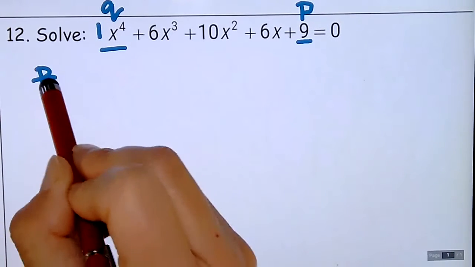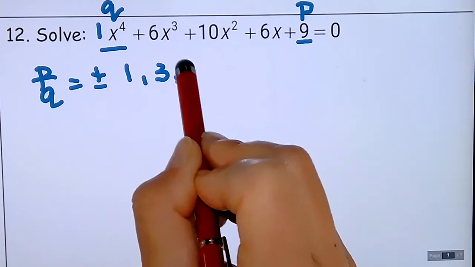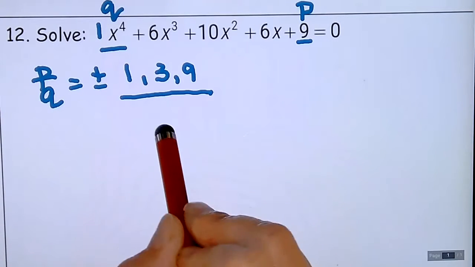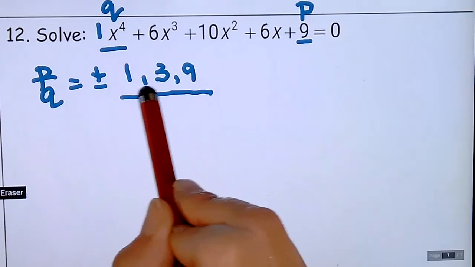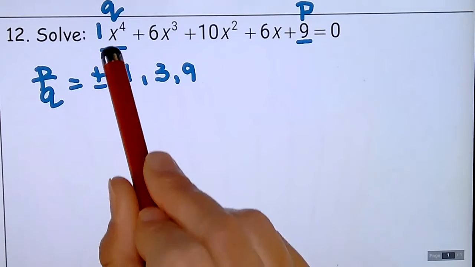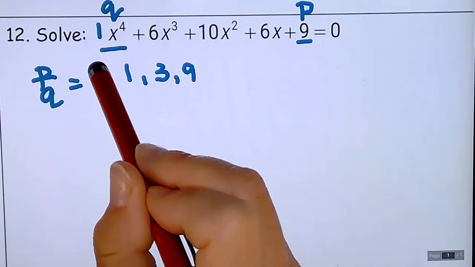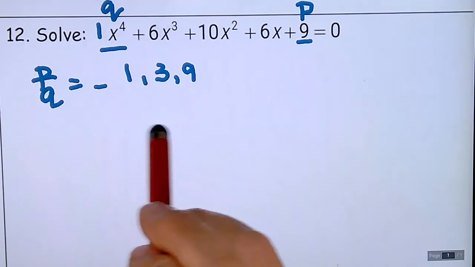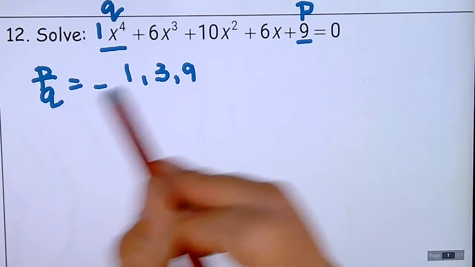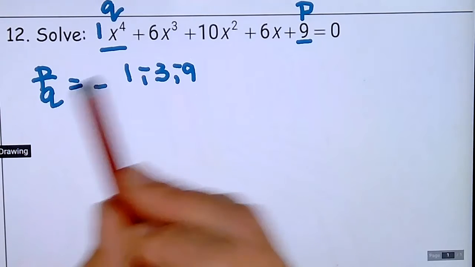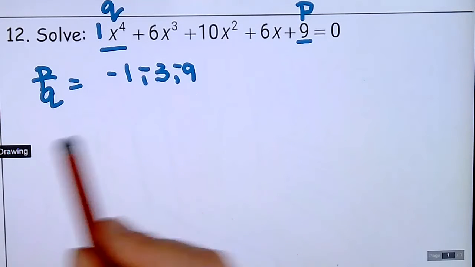So when I do my P over Q, it's going to be plus or minus, and all factors of 9 are 1, 3, and 9. And then all factors of 1 are 1. I don't need to put it over 1 because anything over 1 is itself. And I just said that because these are all positives, there's no sign changes by Descartes' rule of signs. I don't need to try any positives, so that's going to be negative. I have 3 choices: negative 1, negative 3, negative 9. Let me put the negative in front of each of them. Okay, these are the numbers I'm going to try.